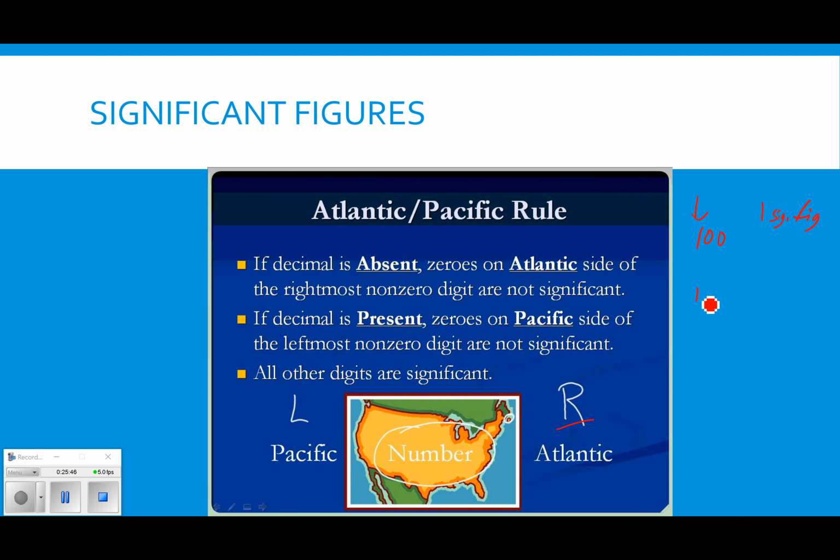If a decimal is present, so let's say we had 100.0. Zeros on the Pacific side, or the left side, of the leftmost non-zero digit, which is going to be that 1, are not significant. So anything to the left of this 1 is not significant. Everything else, all other digits, are significant. So in this case, we have a 1, and the decimal makes these 3 zeros significant, so we get 4 sig figs.